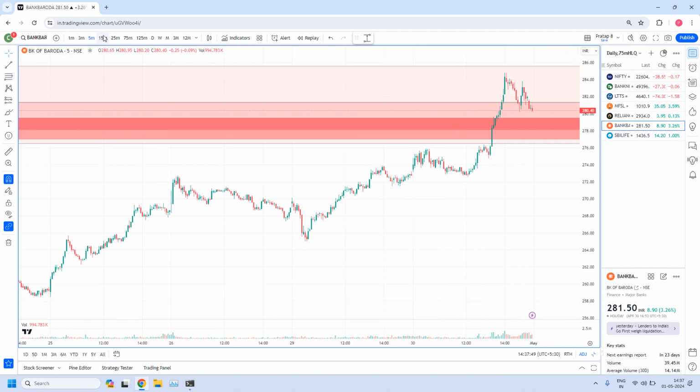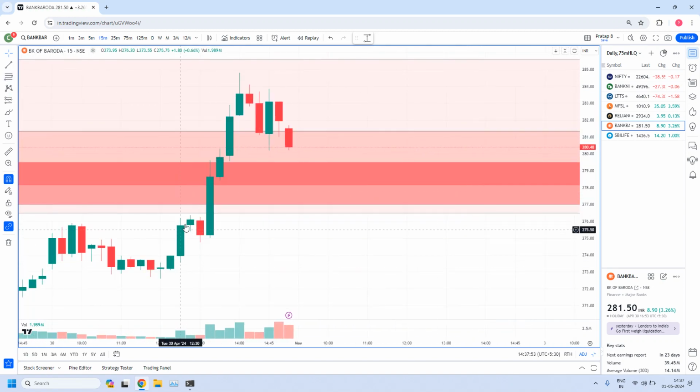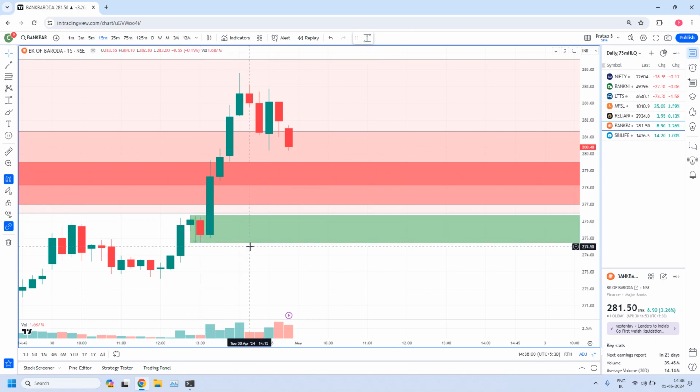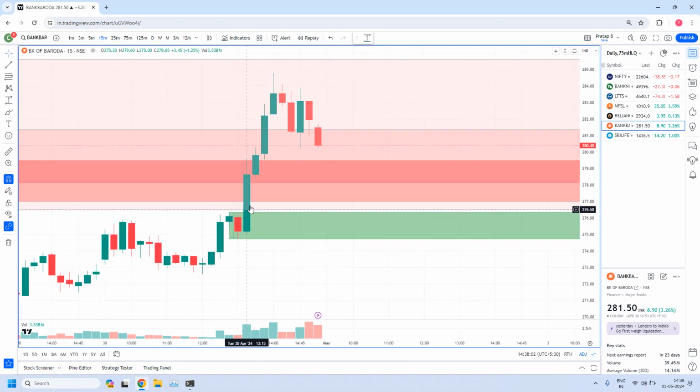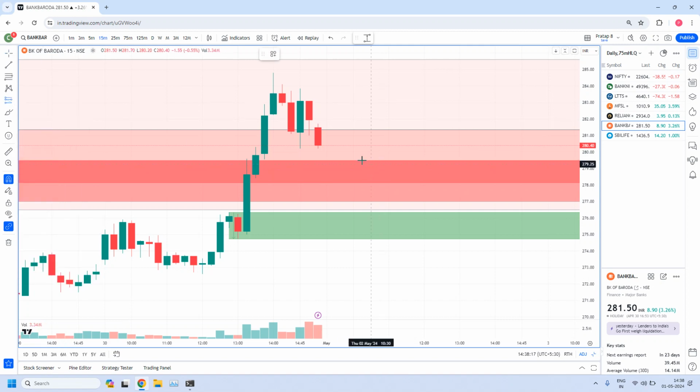Look into the 15 minutes time frame. We have a rally, we have two base candles and again a rally. If you draw a demand zone like this, we don't have RR. Hardly you will have 1:1 or 1:1.5 RR. Let me show you. Short position, I am using this short position tool.